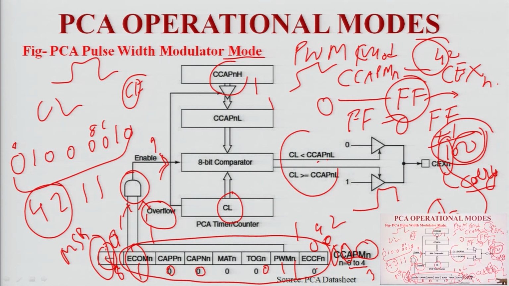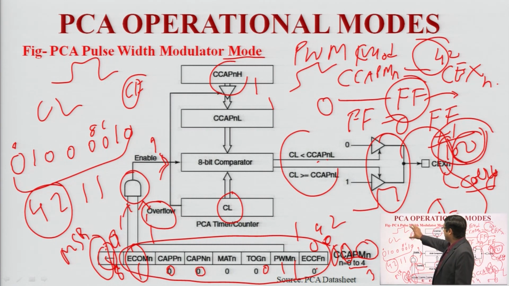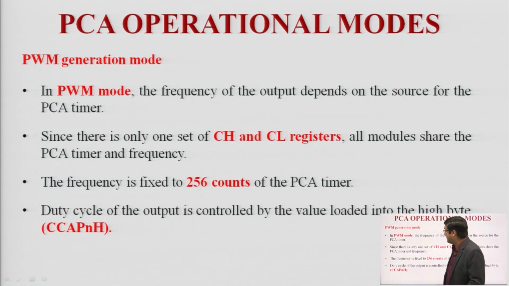We are starting from 0 here, and this value depends upon the CCAPnL. So when we compare this, we get the value here, and this is associated with the CEXn. Through this we can say that the PCA will work in the pulse width modulator mode. Okay, I hope you are getting the things.